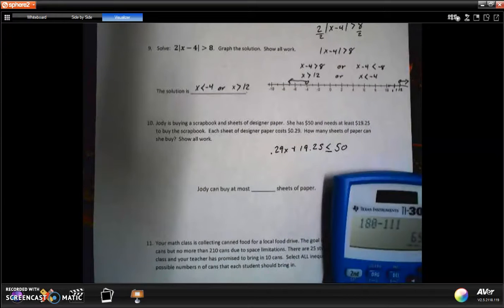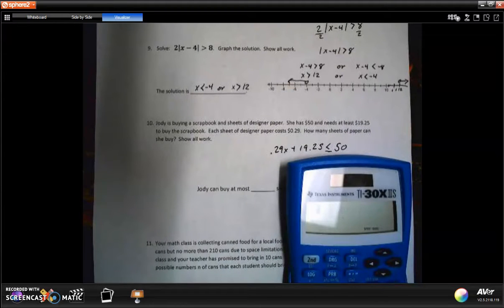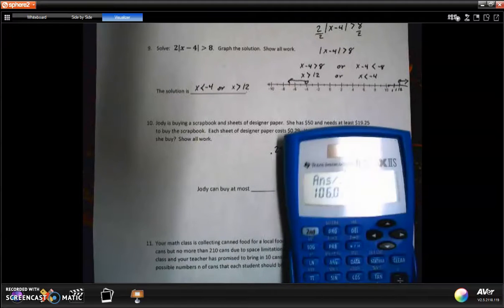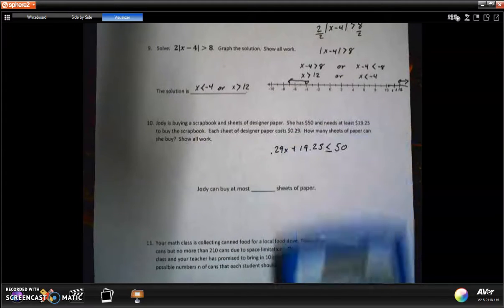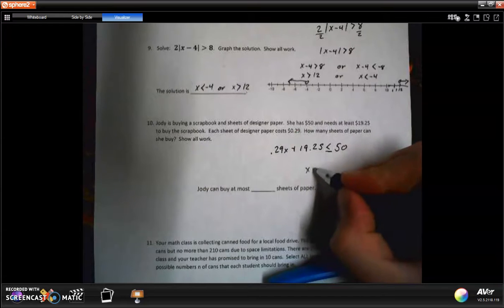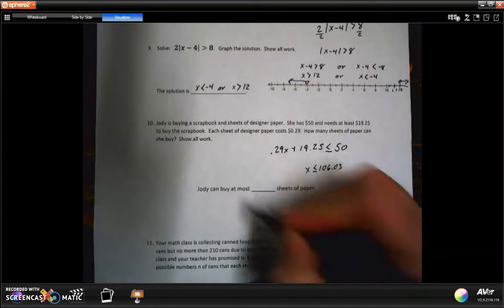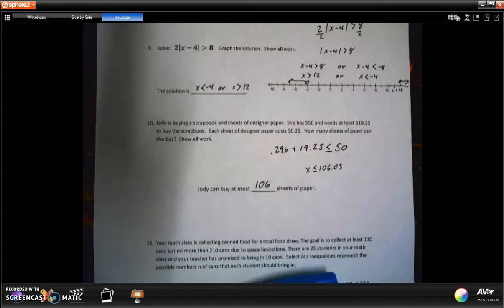So I would go 50 minus 19.25, and I get 30.75. And then I would divide by 0.29, I get 106.03. So x has got to be less than or equal to 106.03, or 106 sheets of paper, because you can't buy 0.03 sheets of paper.